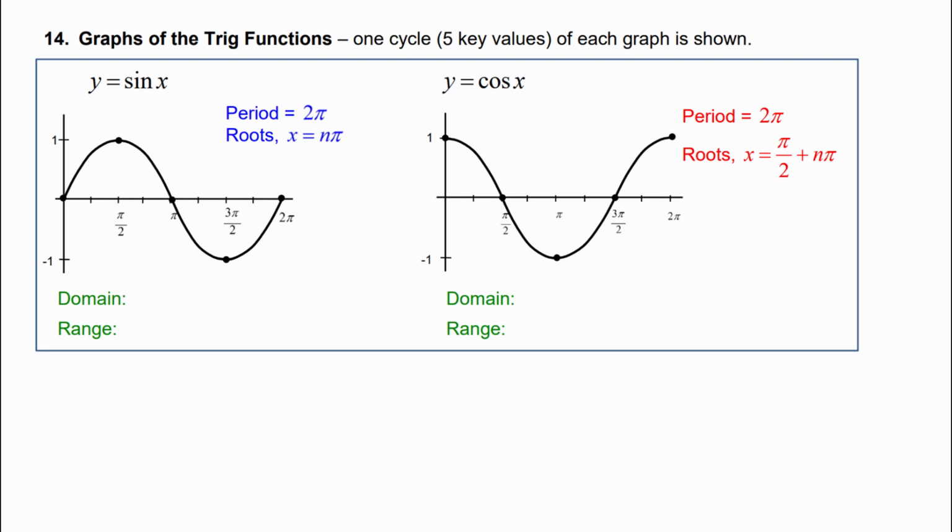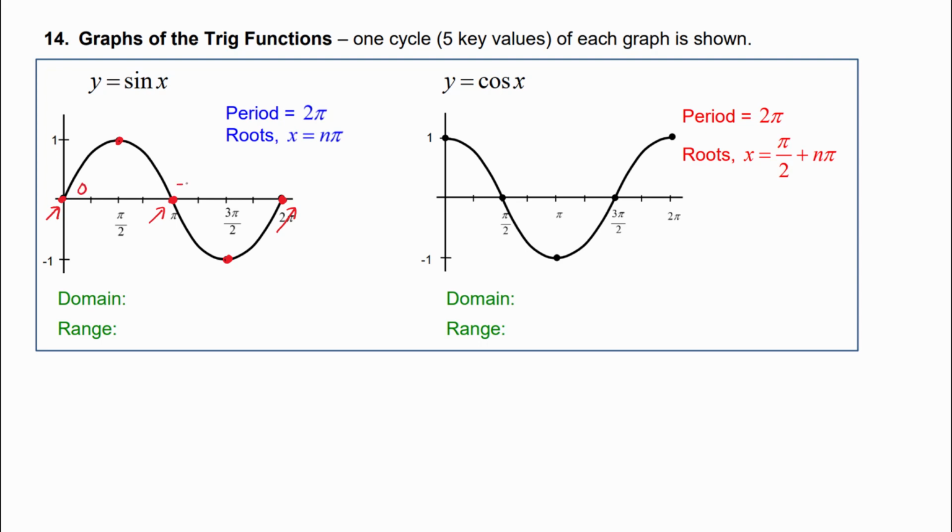The 5 key points of sine x are 0, 0, and the maximum pi over 2 comma 1, go back to pi comma 0, and the minimum 3 pi over 2 comma negative 1, and back to 2 pi comma 0. So these are the 5 key values. One period, as you see, is 2 pi. The roots are 0 comma 0, pi comma 0, 2 pi comma 0.